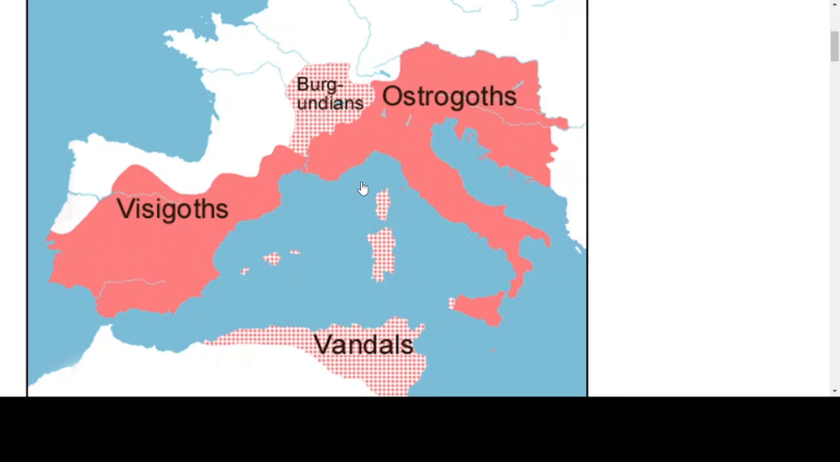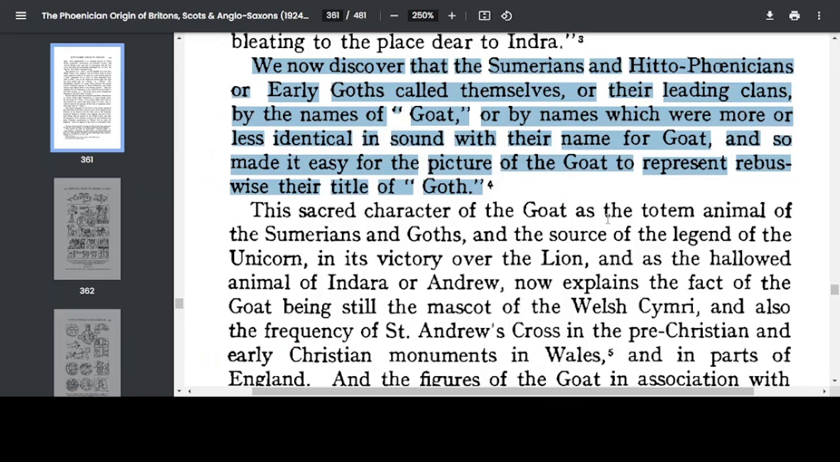Now we're going to move to the point of interest for the video. We're going to use the source, The Phoenician Origin of Britons, Scots, and Anglo-Saxons, and we're going to read this paragraph. "We now discover that the Sumerians and Hitto-Phoenicians, or early Goths, called themselves or their leading clans by the names of goat, or by names which were more or less identical in sound with their name for goat, and so made it easy for the picture of the goat to represent rebus-wise their title of Goth."